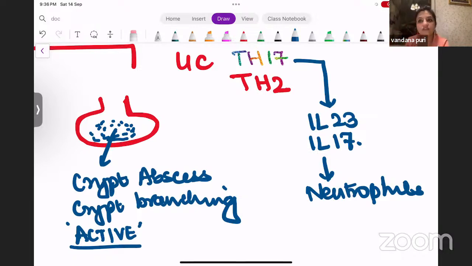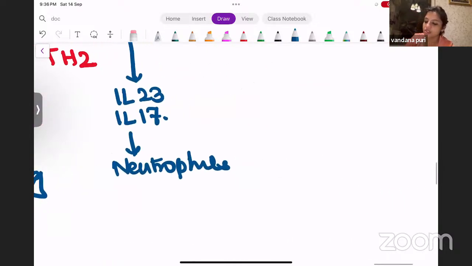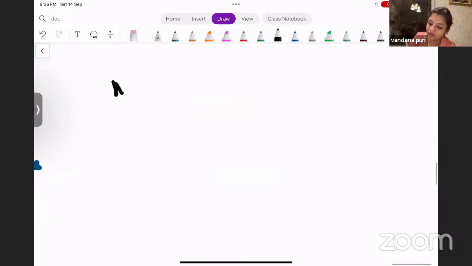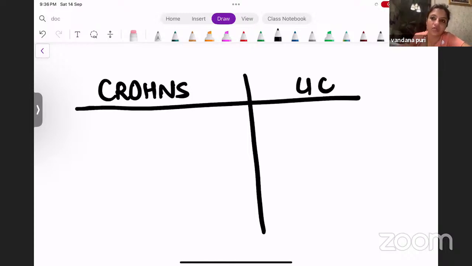Now, apart from that, they are broad-based ulcers and they only involve the mucosa and submucosa. So if we look at the layers, the mucosa and submucosa are involved. The ulcers are superficial, broad-based ulcers. Now, if I'm talking about the microscopy of ulcerative colitis and Crohn's, can I write like this? I'll write Crohn's here versus ulcerative colitis, so you don't confuse between them.